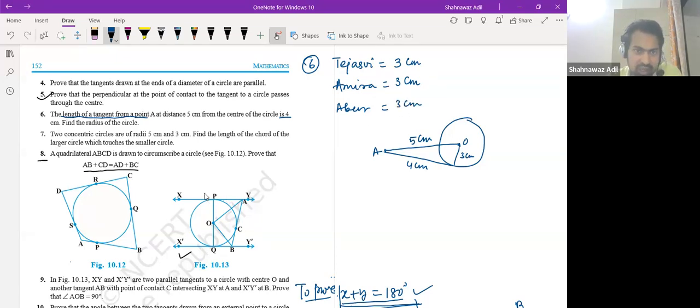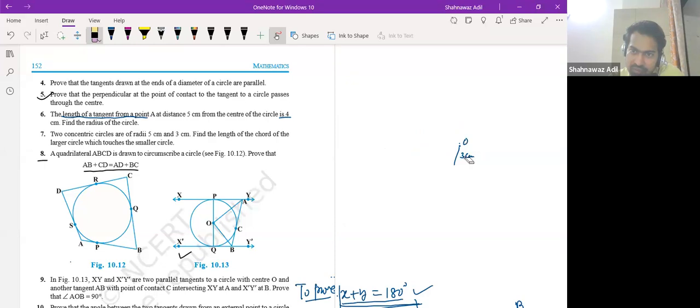So now let us do this next question. Now you guys can calculate, right? Good, everyone. Now let us do this seventh one. Two concentric circles are of radii. Concentric meaning one center. Con meaning same, centric meaning center, right? So concentric means same center.